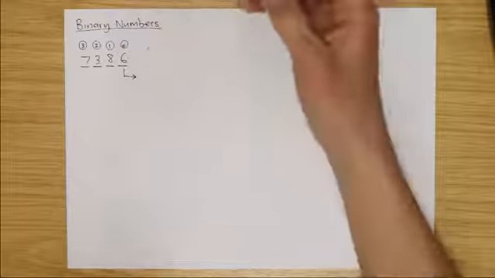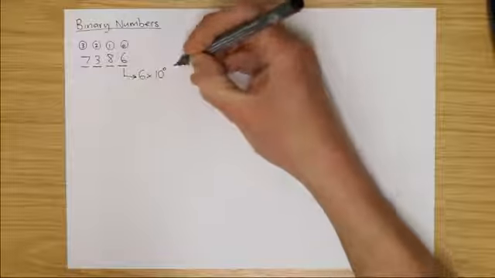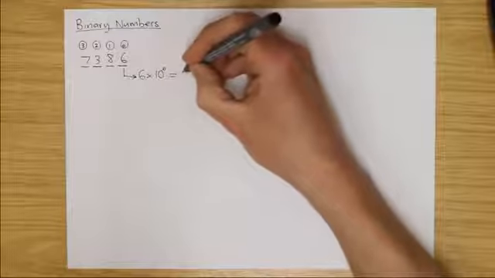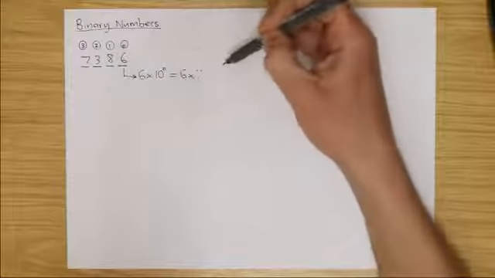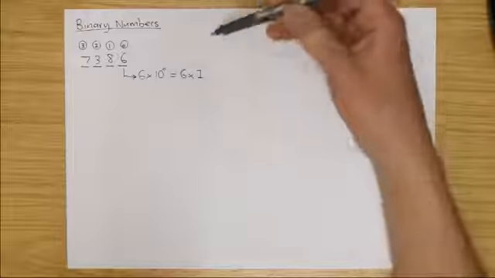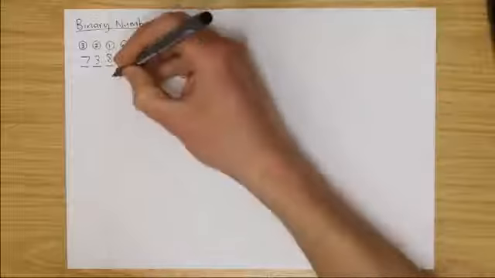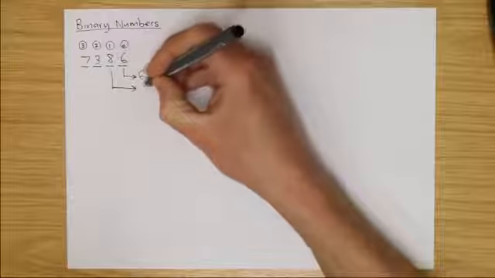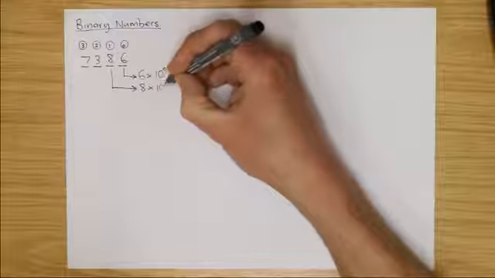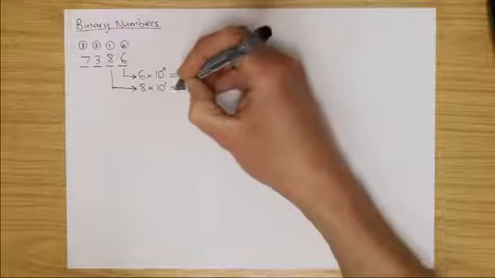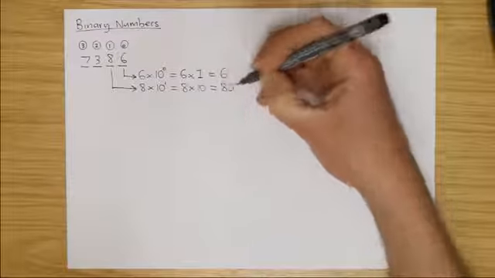So digit 0, which is 6 in this case, is a multiple of 10 to the power of 0. And that is the same as 6 times 1. So any number to the power of 0 is equal to 1. So 6 times 10 to the power of 0 is equal to 6 times 1. And that, of course, is just equal to 6. The next digit is digit 1. In this case it's an 8. So this represents 8 times 10 to the power of 1. And that's 8 times 10, which is 80.